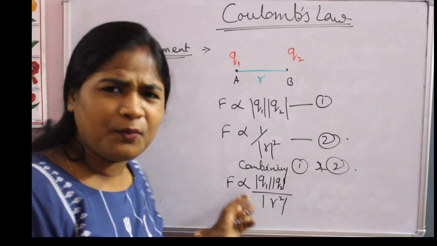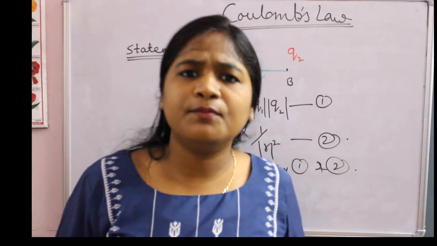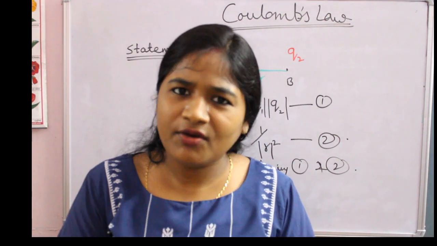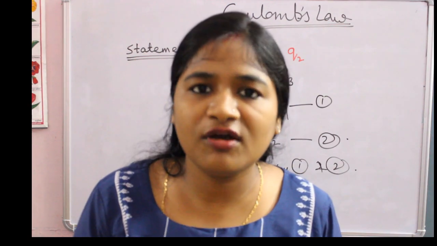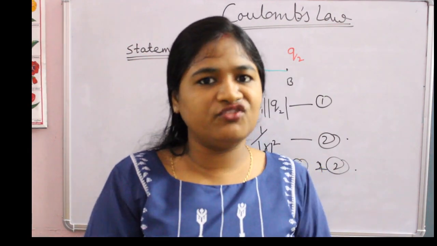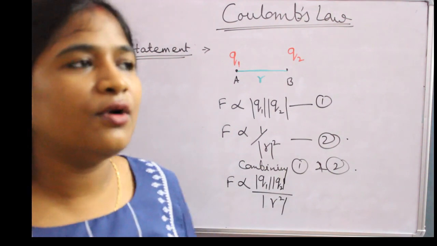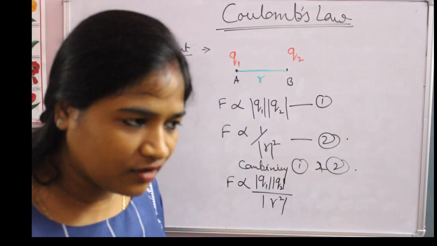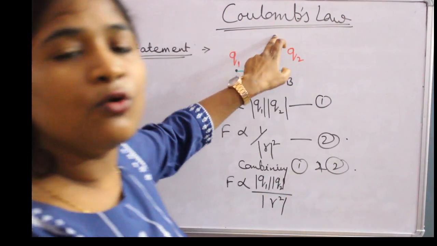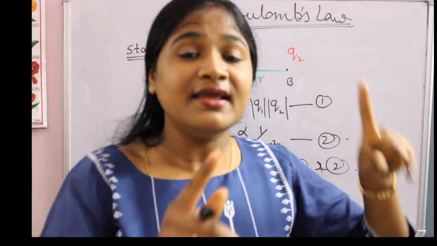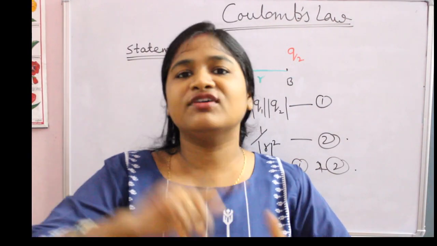But the proportionality symbol creates a problem in solving numericals. How can we resolve it? So we will remove the proportionality symbol with a constant, the general thing which we always do. We put a symbol in place of the proportionality. That constant, since it is in Coulomb's law, and Coulomb's law is all about the electrostatic force.